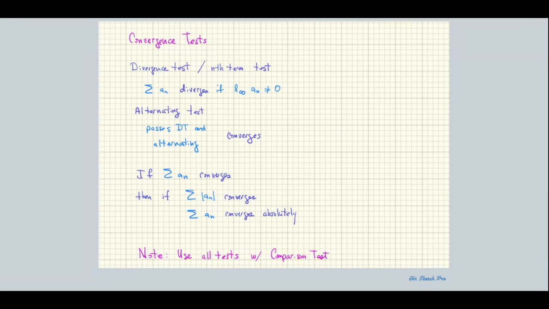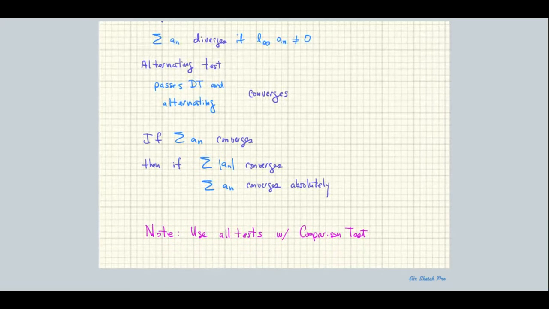And in that case, we're going to test everything else just with the absolute value. And if it converges when you get rid of the sign changes, when you look at the absolute values, then we say it converges absolutely. That's what the language is from.